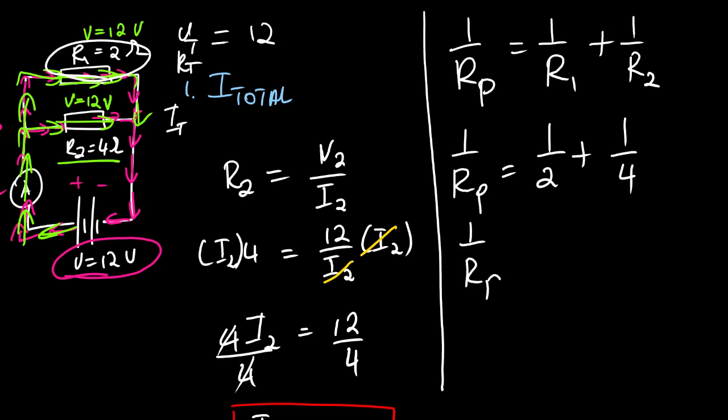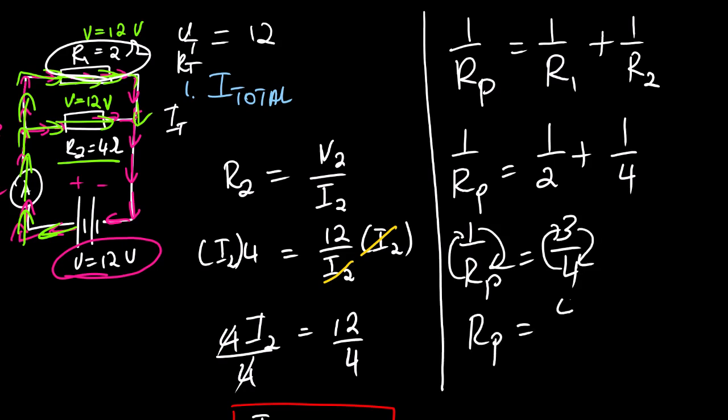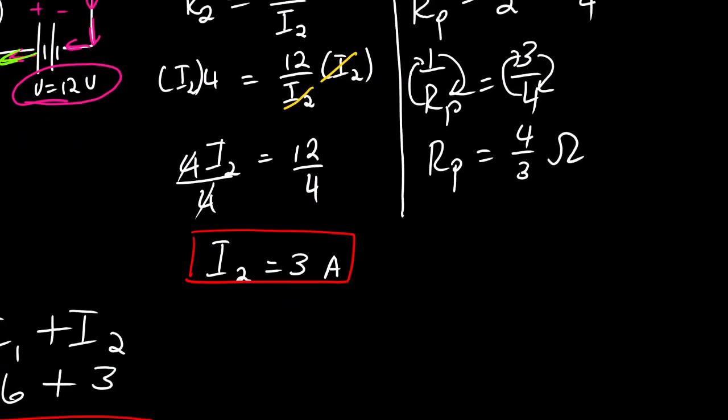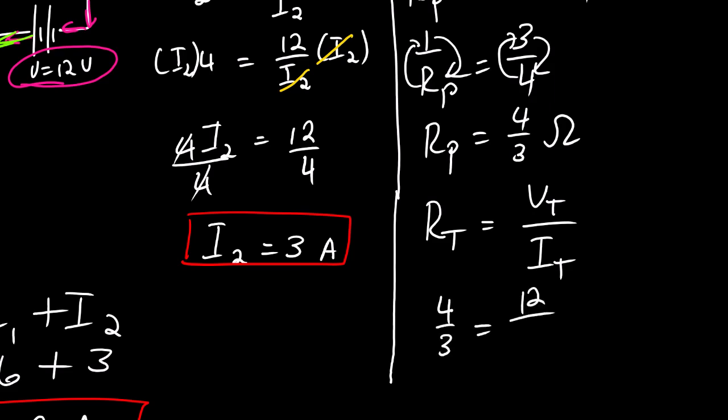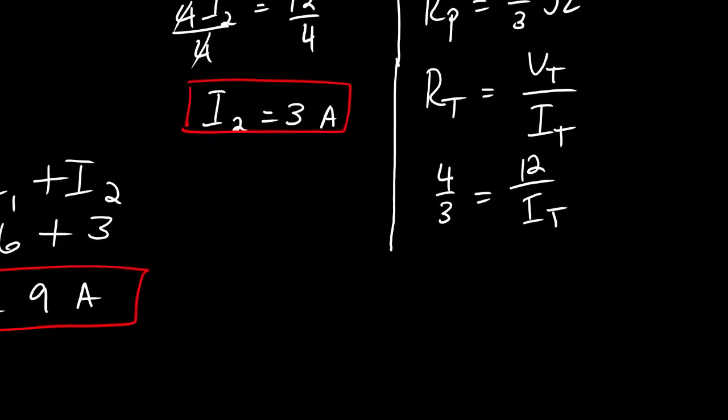So we get that 1 over Rp is equal to 3 over 4. Then remember, when we cross multiply or flip this fraction, we are going to have Rp is equal to 4 over 3 ohms. Then if we have Rp, which means that we have our Rt, then we can quickly calculate our I total. Rt is 4 over 3, V total is 12, and then we're looking for It.